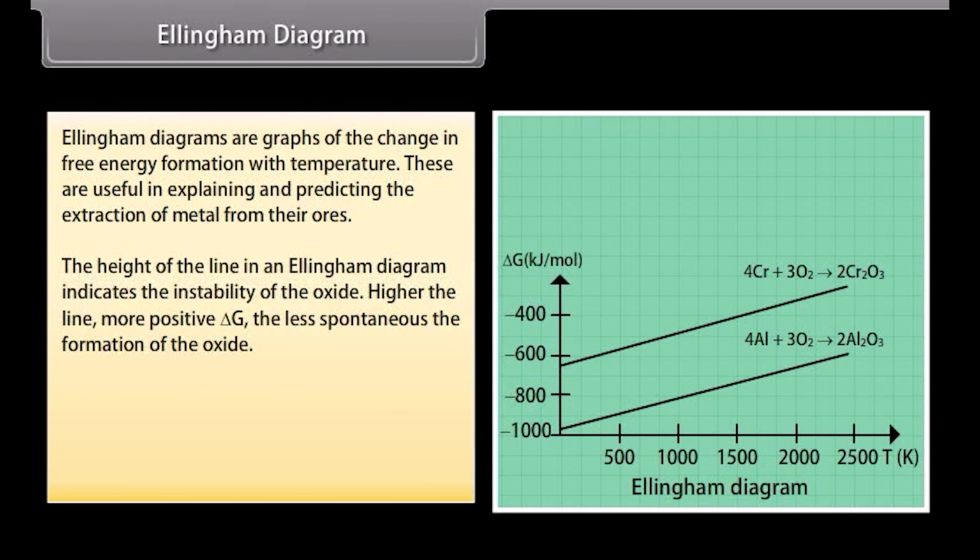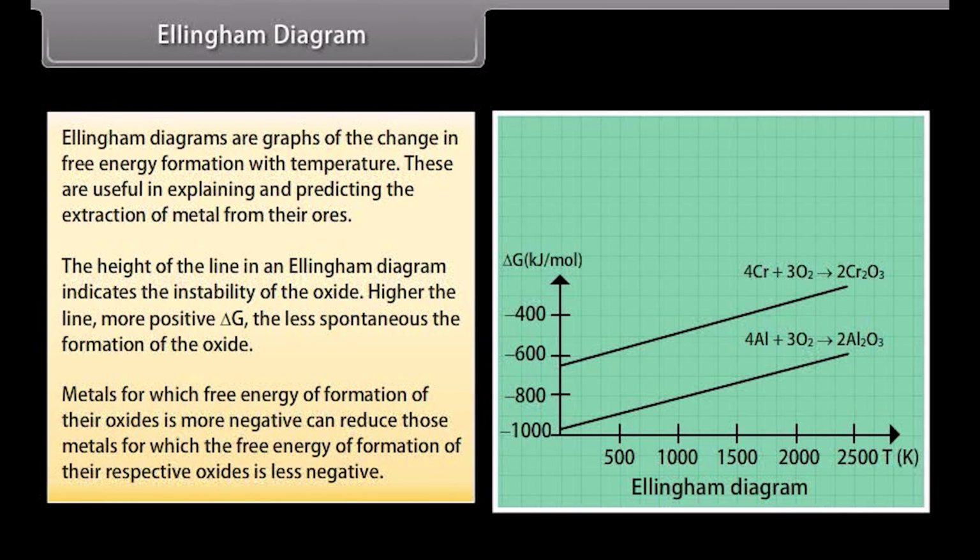The height of the line in an Ellingham diagram indicates the instability of the oxide. The higher the line, the more positive delta G, and the less spontaneous the formation of the oxide. Metals for which free energy of formation of their oxides is more negative can reduce those metals for which the free energy of formation of their respective oxides is less negative.